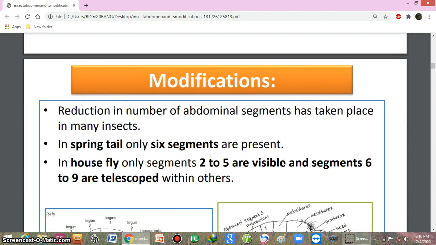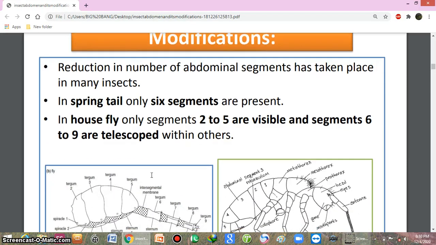Now, there are various modifications of the abdominal segments. In some insects, 11 abdominal segments are present. However, in some cases, these are reduced. For example, in the case of the springtail, only 6 segments are present. In the housefly, only 2 to 5 segments are visible, and segments 6 to 9 are telescoped within others.